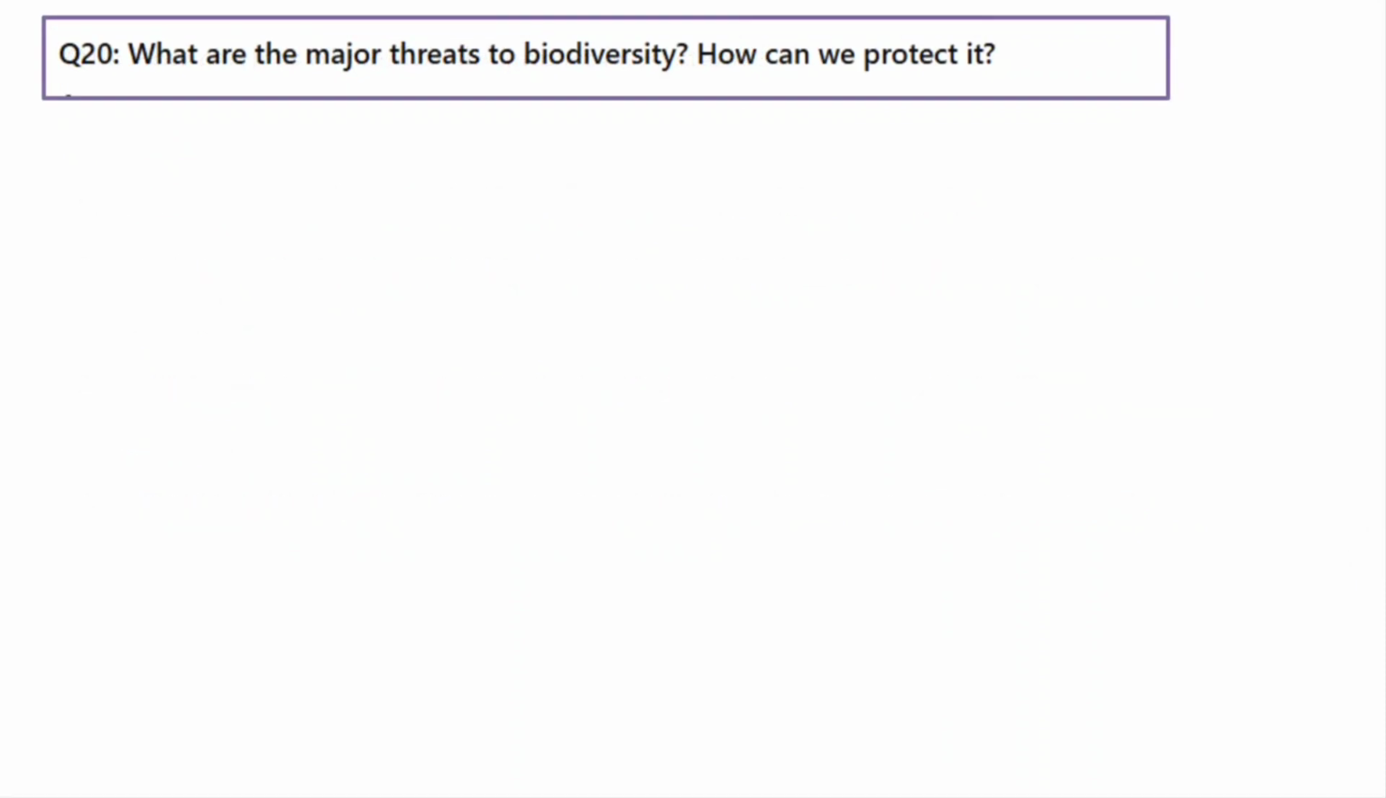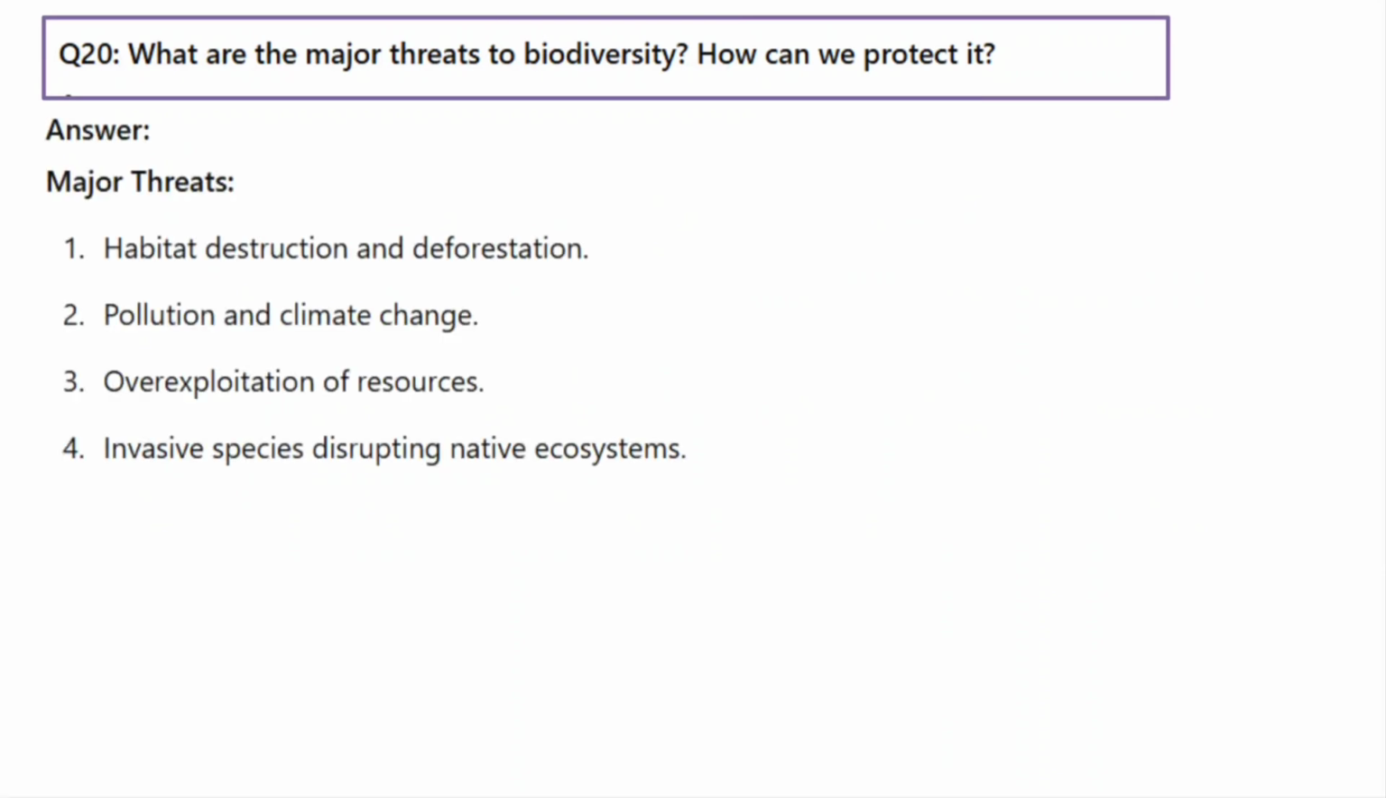So the last question, okay, what are the major threats to biodiversity? How can we protect it? You can write in this way. Habitat destruction and deforestation, pollution and climate change, over exploitation of resources, means overusing resources, like when you are mining coal, especially in coal mines, they are digging deeper inside the earth's crust, isn't it? And that will one day lead to some kind of changes in our earth's crust. We are changing so much in our climatic conditions also, because we are cutting down so many trees, isn't it? Again we are over exploiting our natural resources. Okay, so these are the major threats.